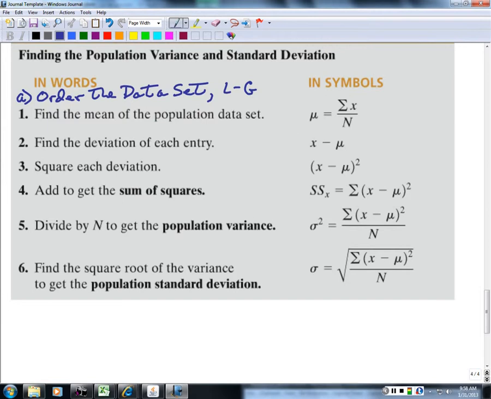Now, when you see this symbol SSX, SSX means sum of squares. In other words, it's this right here. Sum of squares. And I know they write it right there. But SS means sum of squares. Okay? Once you do that, you're going to divide by n to get your population variance. Once you've got the variance, just take the square root and you've got the standard deviation.